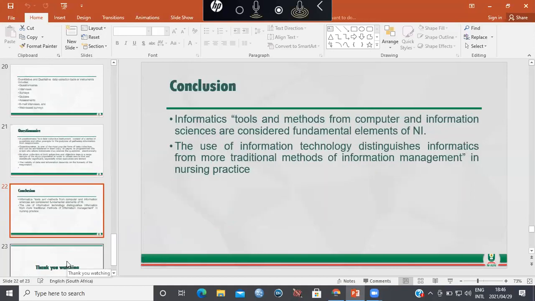So in summary, informatic tools and methods from computer and information sciences are considered fundamental elements of nursing informatics. And the use of information technology distinguishes informatics from more traditional methods of information management in nursing.